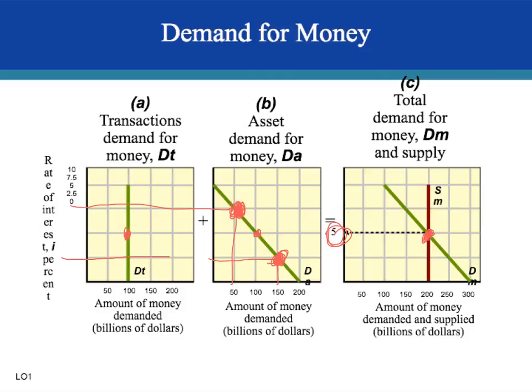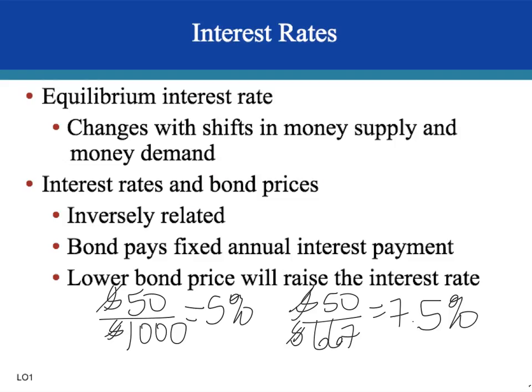And again, what forms the money demand curve is transactions demand for money added to asset demand for money. Okay, so the equilibrium interest rate will change with shifts in money supply and money demand.